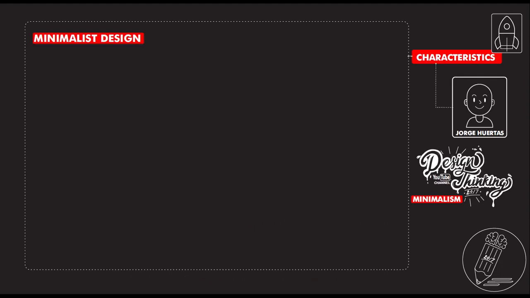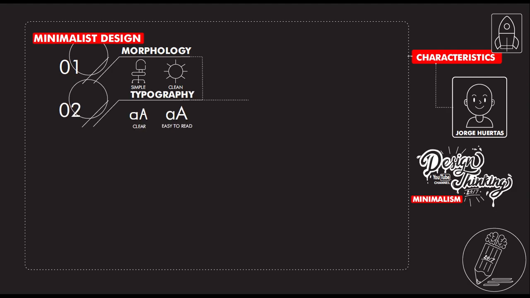So we need to have a couple of elements that are extremely important to their development. The first thing is morphology. The morphology of any kind of development that is using minimalist design has to be simple and clean. The typography, in case you are developing something of graphic design or visual, has to be clear and easy to read. It means that any kind of development that you have is easy to understand. The layouts have to be basic and stylish.